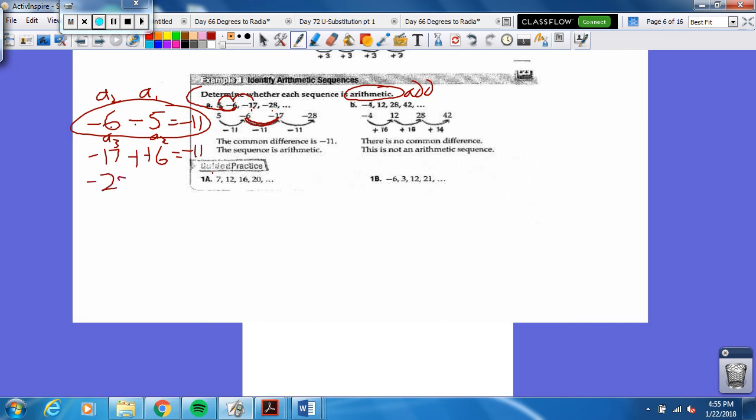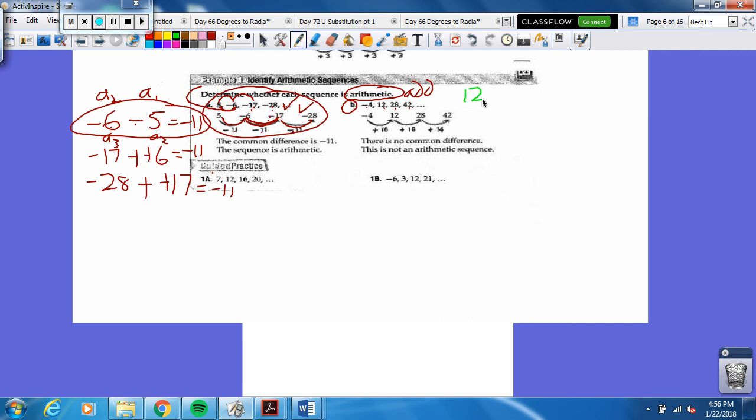So -28, the fourth term, minus -17. So add the opposite, and that's also -11, and there you go. So it is increasing, or actually decreasing, by -11 every time. So I'm adding -11. That is an arithmetic sequence. We good? Now write B in your notes: -4, 12, 28, and 42. Are we adding by the same thing every time? Here we were adding by -11. We good? Now let's try this one.